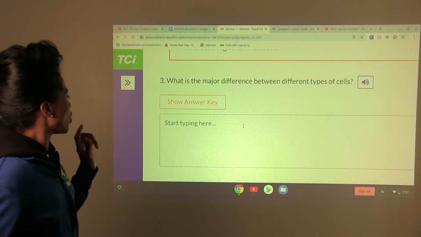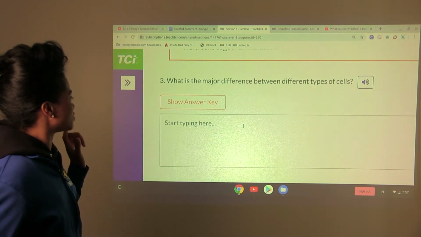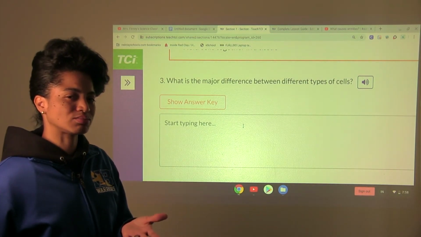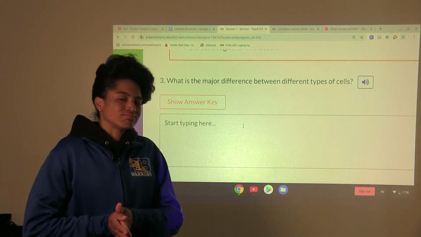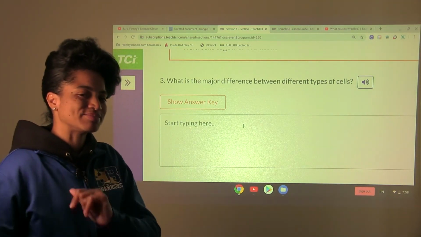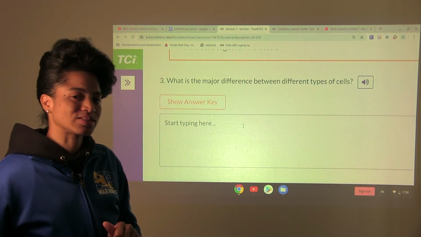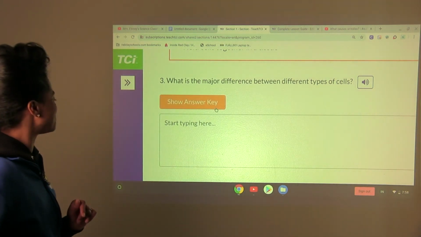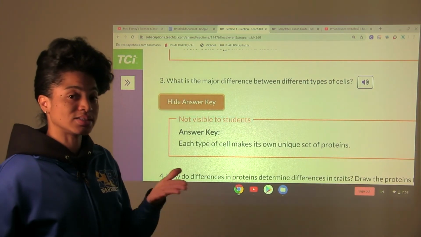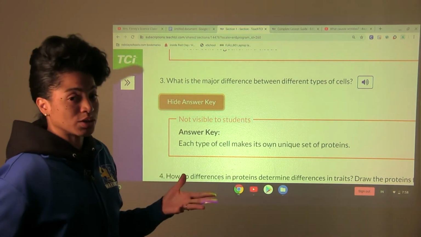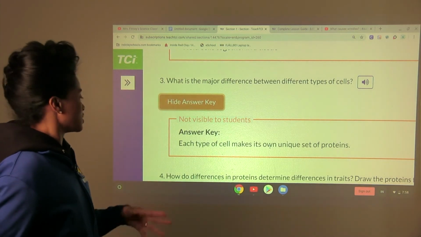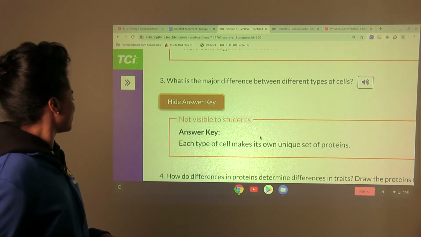Number 3, what is the major difference between different types of cells? Really? Okay, go ahead. I know you have this. Major difference. Okay, let's see. Each type of cell makes its own unique set of proteins. Muscle cells have their own set of proteins, okay? And then skin cells have their own set, okay?